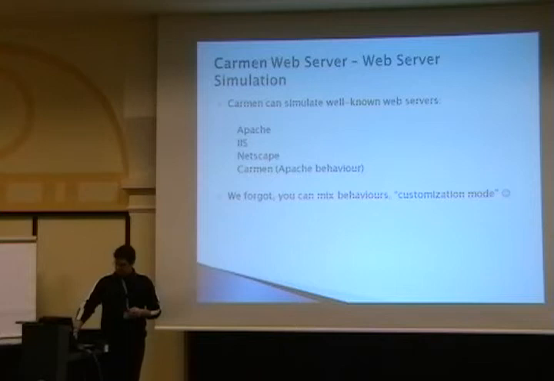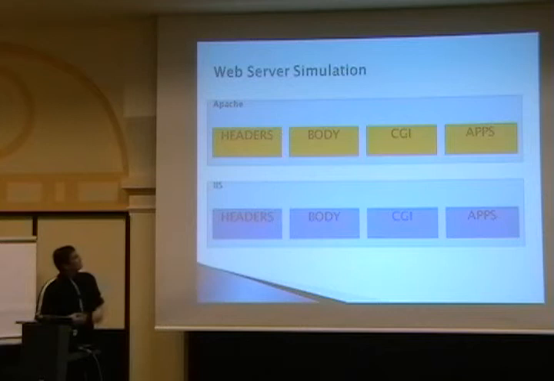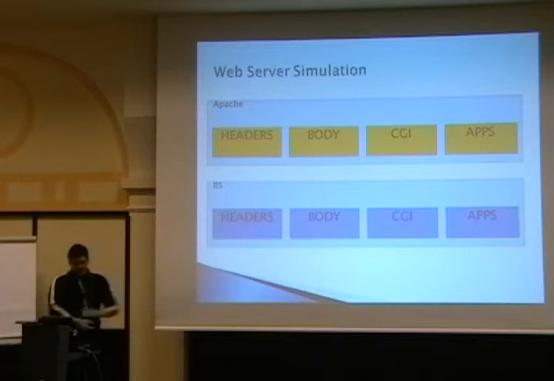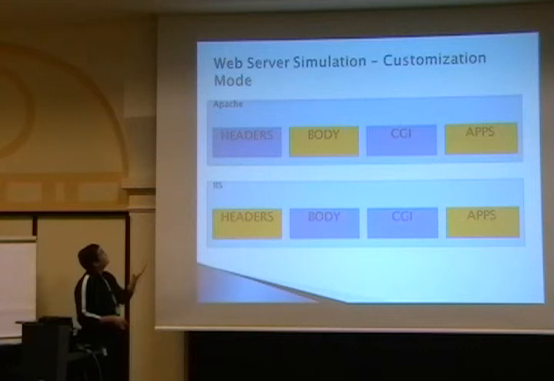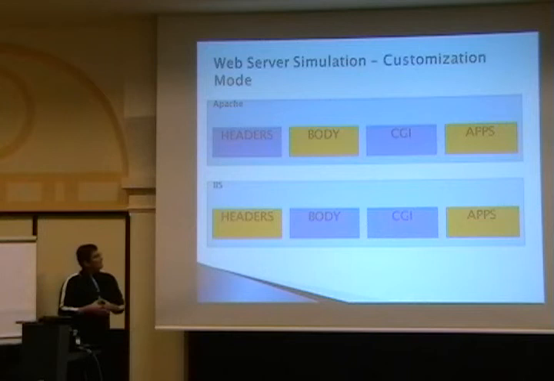So for example, we have here the different components: Apache, the headers, the body, the CGI, the application, something like that for Apache, for IIS. And you get a normal server, like a normal Apache, normal IIS. So we want to be able to customize that. So I would say behave like an Apache, but the headers usually be like an IIS. The body, that's fine. The CGI runs like an IIS application or something like that, but it's inside Apache. So you can do a lot of kind of crazy things there, and that's really funny.